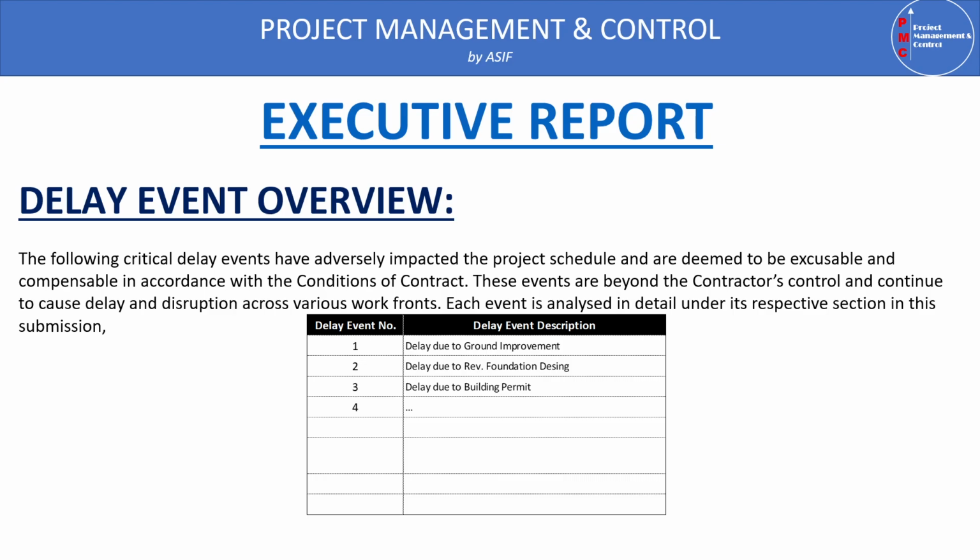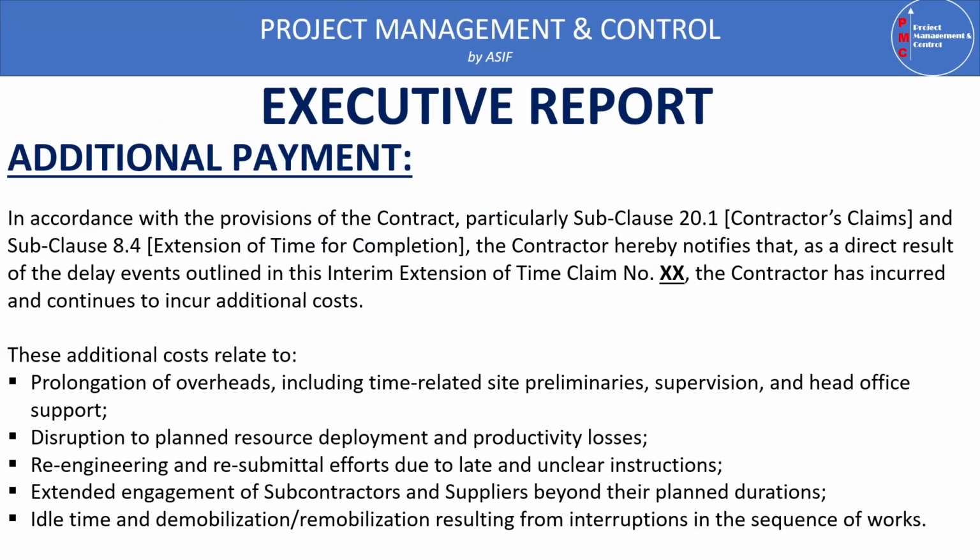Now here you mention all the delay events which occurred. For example, delay number one is delay due to ground improvement, number two, delay due to revised foundation design, number three, delay due to the building permit, and something like this. You have to mention all the major delay events which you consider in your extension of time claim. Then additional payment. Additional payment is a payment incurred because of delay, because of the extended time of completion.